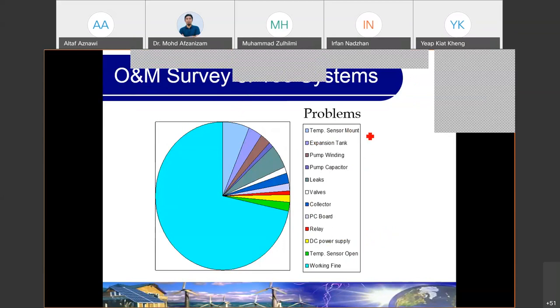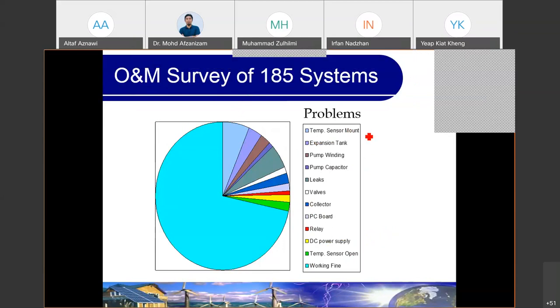So this is most of the problems that have been discovered in terms of the solar thermal collector. Okay, and most of it relates to the temperature sensor module. Okay, or working fine. Which one? This color refers to what? Working fine is the problem. So this color is blue, is not.